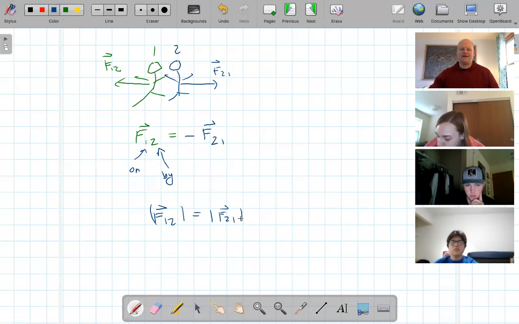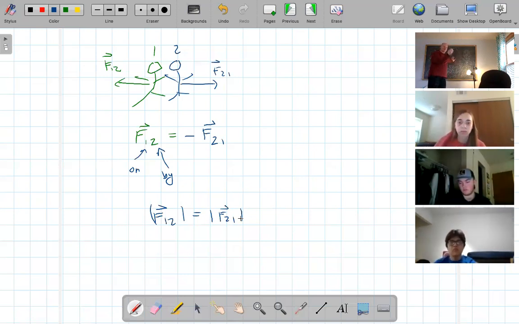Everybody's okay with this? So what that means again is what? If I was leaning against this board, the board is pushing on me in this direction with as much force as I'm pushing on the board in that direction. The magnitudes are the same, the directions are just opposites. Okay, so this is Newton's third law.